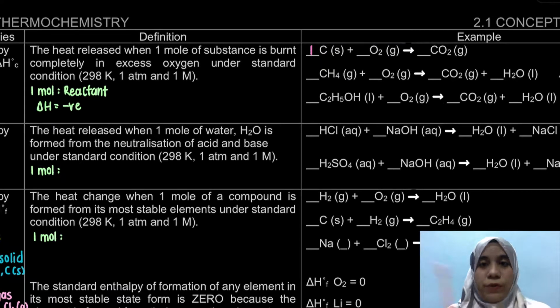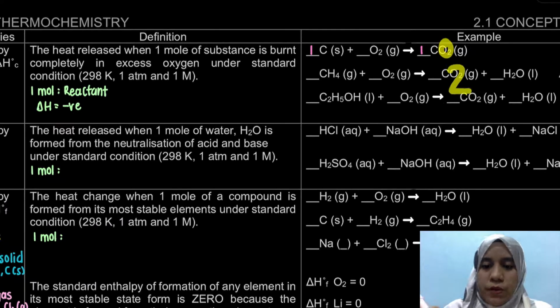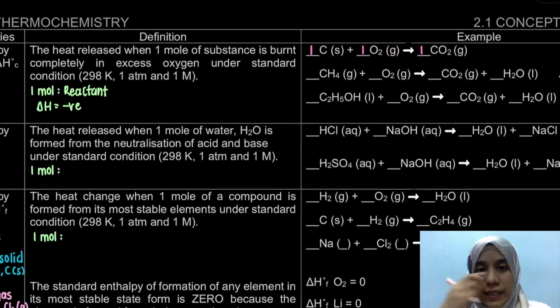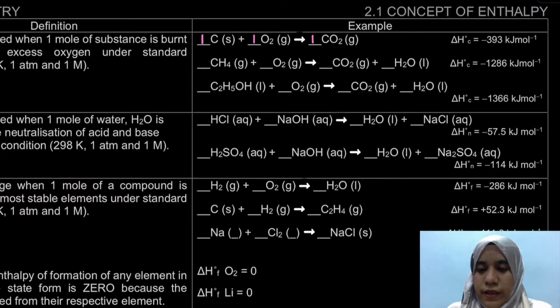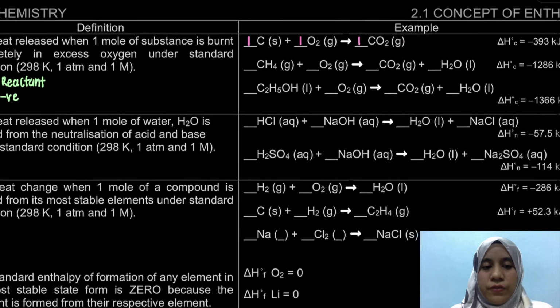Okay, so from here we can balance the equation. Once we have 1 carbon, here must be 1 as well, because here is my CO2, and then my oxygen here is 2, and my oxygen here is also 2. So in this case, my oxygen is 1. Okay, so that is our thermochemical equation. And when we look at our delta H, we have to write down delta H, with subscript c, which stands for combustion, is a negative value because heat is released. Okay, so that's the first one.